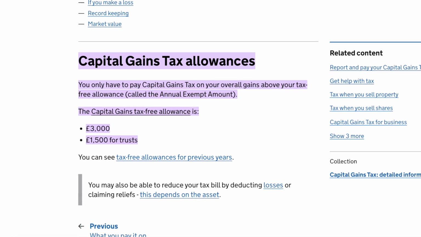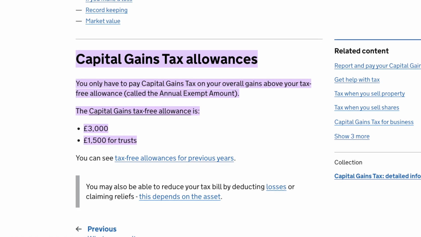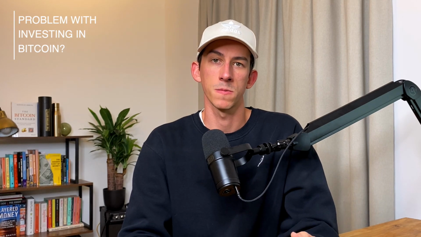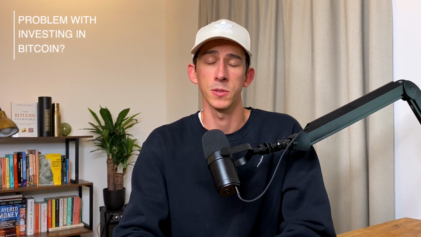But the problem is when you're buying the actual asset of Bitcoin, in the UK, all of your profits will be subject to capital gains tax. And currently in the UK, every year you get a capital gains tax allowance of around £3,000. So you can basically make profits every year of up to £3,000 before being taxed. But when you sell investments or assets over that amount, that will be subject to capital gains tax.